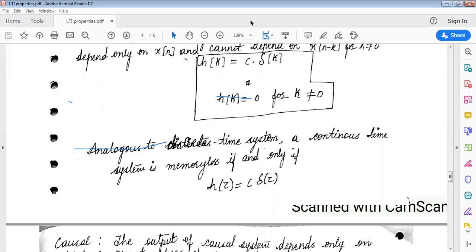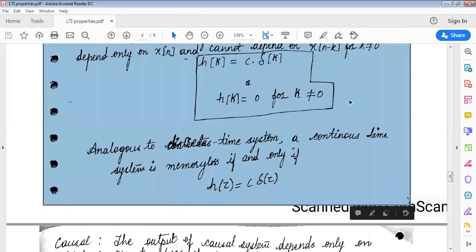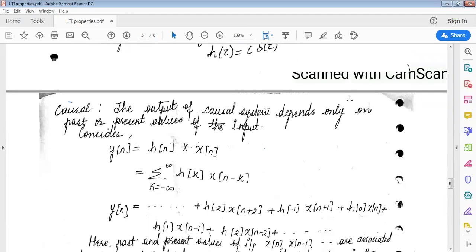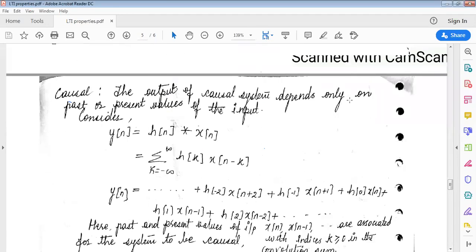Okay, so let us move on to the next property. What is the next property of an LTI system? Causal system. So you already know about the causal property. When do you call a system a causal system? You call a system a causal system if the output depends only on the past values of the input or present values of the input. If the system output depends upon the future values of the input, then the system becomes non-causal.